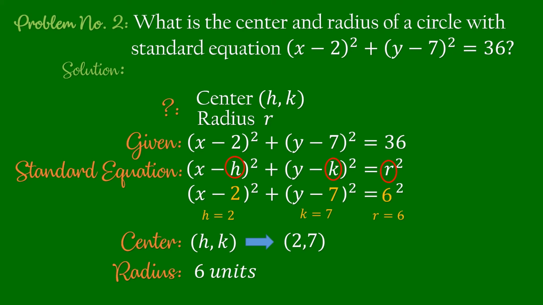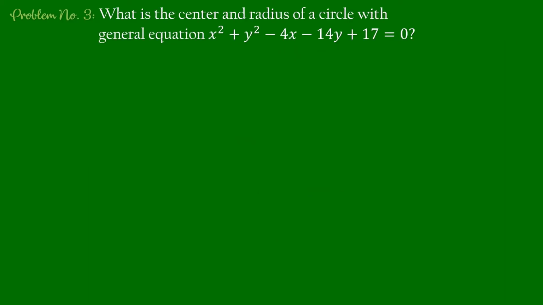But how about if the given is general equation? So that is our problem number 3. Problem number 3 is, what is the center and radius of a circle with general equation x squared plus y squared minus 4x minus 14y plus 17 equals 0? The same with what we did in the previous problems, we will identify first what is being asked and what is the given.